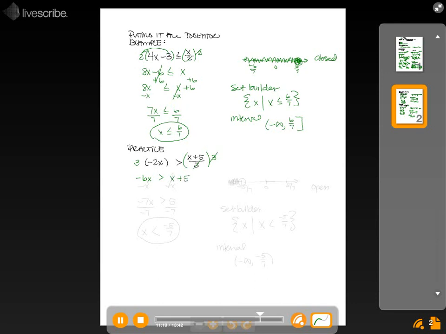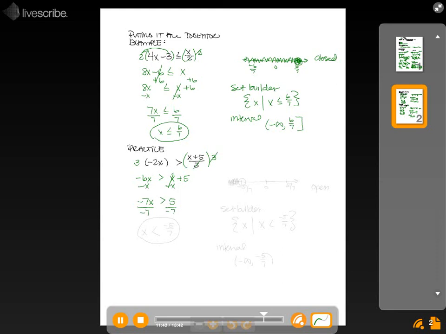Again, I'm going to get my x's to the left because that's where I want them to be at the end of the problem. So I'm going to subtract my x. Cancel these out. Negative 6x minus x is negative 7x greater than 5. Got one more step. I need to get the x by itself, so I'm going to divide by negative 7.